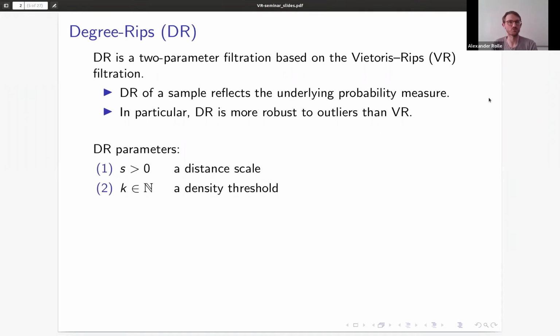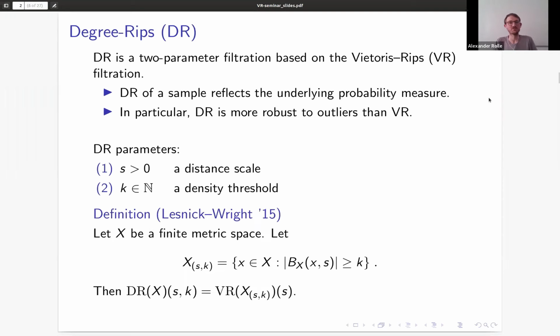Okay, so now I'll define it. So degree-Rips takes two parameters, as I said. The first parameter S is a distance scale. This is the distance scale we'll use for the Vietoris-Rips filtration. And the second parameter K is a natural number, and this is a density threshold. And so the definition, which is due to Lesnick and Wright, looks like this. So we take X to be a finite metric space, and we consider all of these subsets of X that depend on our choice of parameters. So if we fix some distance scale S, then we take the subset consisting of all those points, little x, such that the ball of radius S about little x contains at least k sample points, at least k points of X.